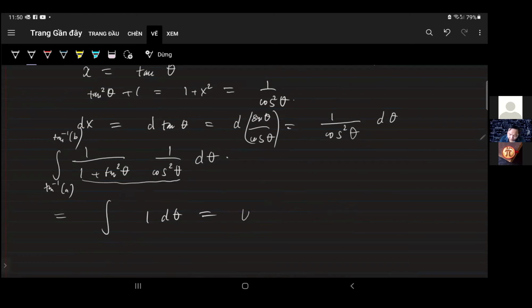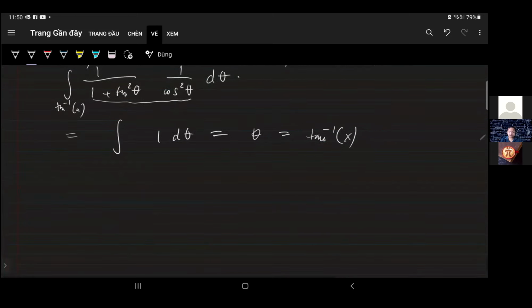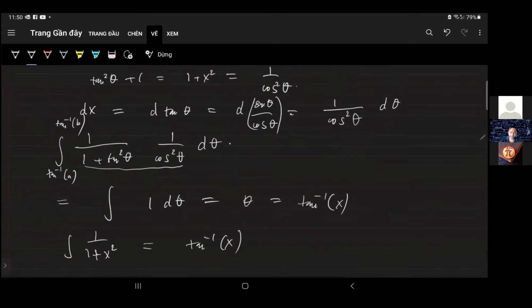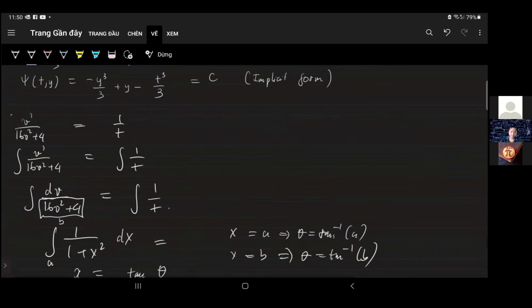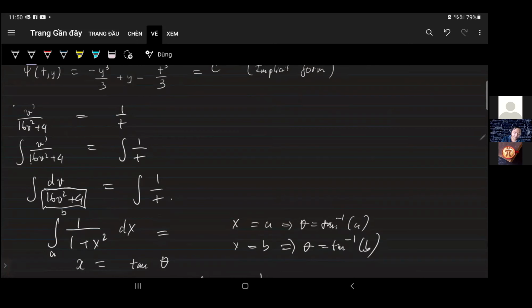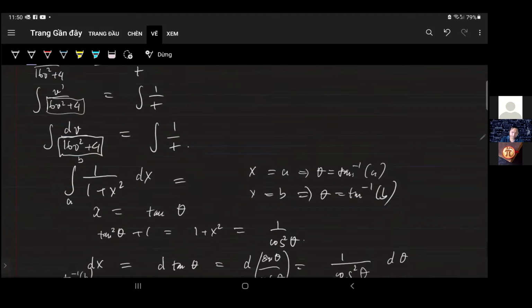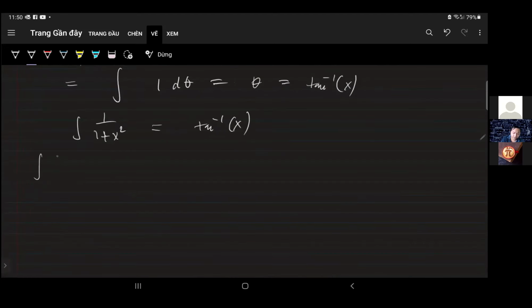You have theta, right? And theta you can rewrite in terms of x, so it becomes inverse tangent of x, right? So there you go. You know that the integral of 1 over 1 plus x squared equals inverse tangent of x, right? Okay. So that is the way that you use substitution. Now, what is the relation between this term and the 1 plus x squared term? So you just have to be careful with that by simply changing the variable.